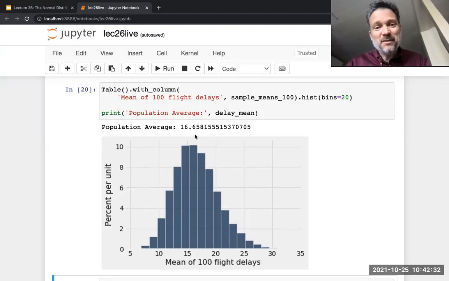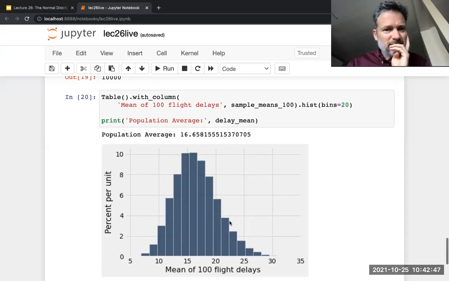You can compare that to the population average, which was 16.7. The population average looks like it's very close to the center of this bell shape. In a moment, I'm going to ask you to maybe estimate for me the standard deviation of this distribution. But before I do, let me note something here.